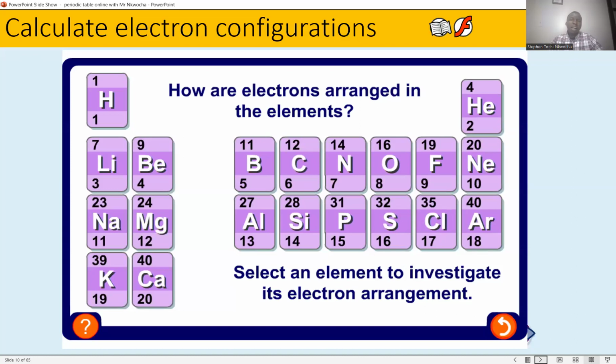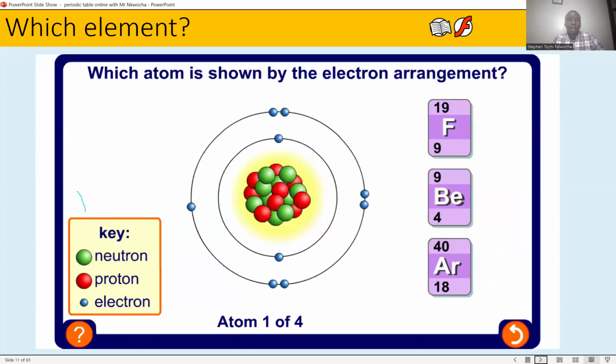Okay, so these are how electrons are arranged in the periodic table. That's for you. I don't need to bug you. We have already seen the periodic table, so nobody will ask a question on this slide. Which atom is shown by the electronic configuration? This is just for you to play around, maybe when you download the paper. So how will you know? It's very simple.